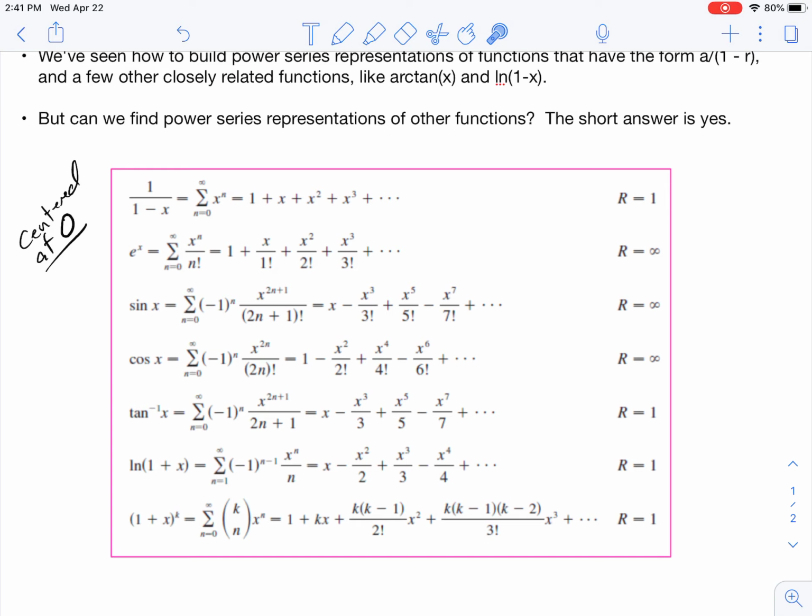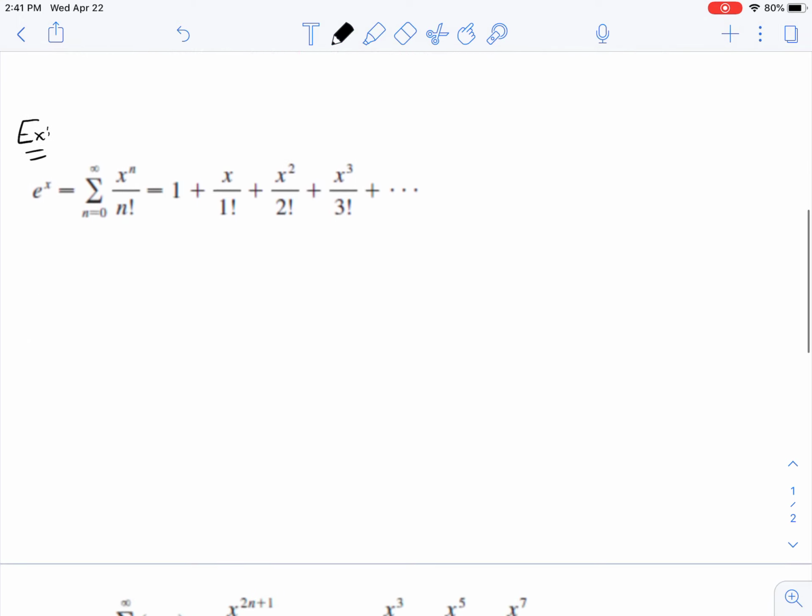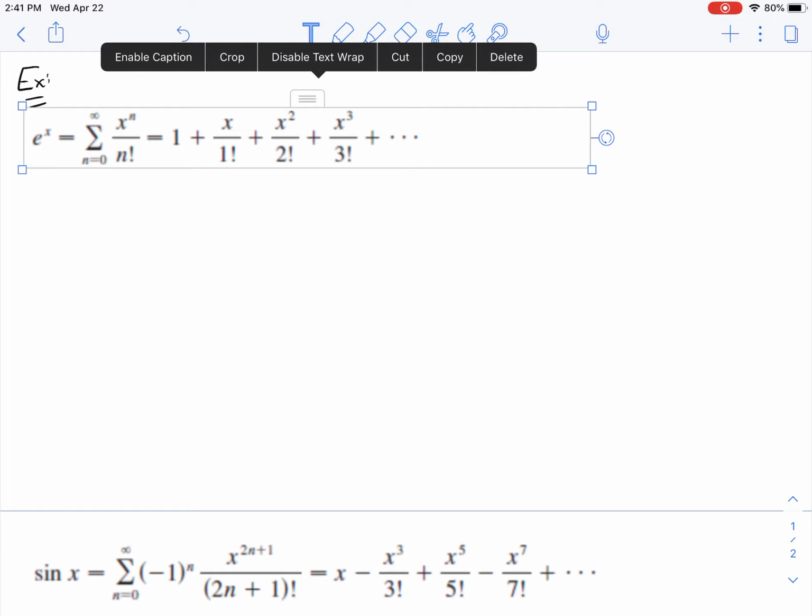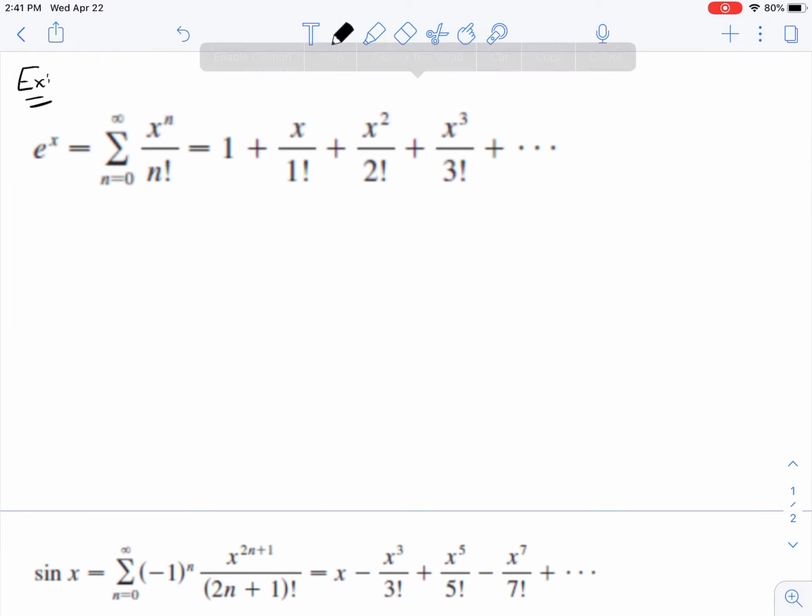So let's look at these and just convince ourselves that these series actually represent these functions. Let's start off with e to the x. The series for e to the x looks like this. Now, if I take this, and if I take the derivative of it, I'm not going to write all that out. No, that's not a good use of time. Let's take the derivative of this series and show that we get e to the x back.